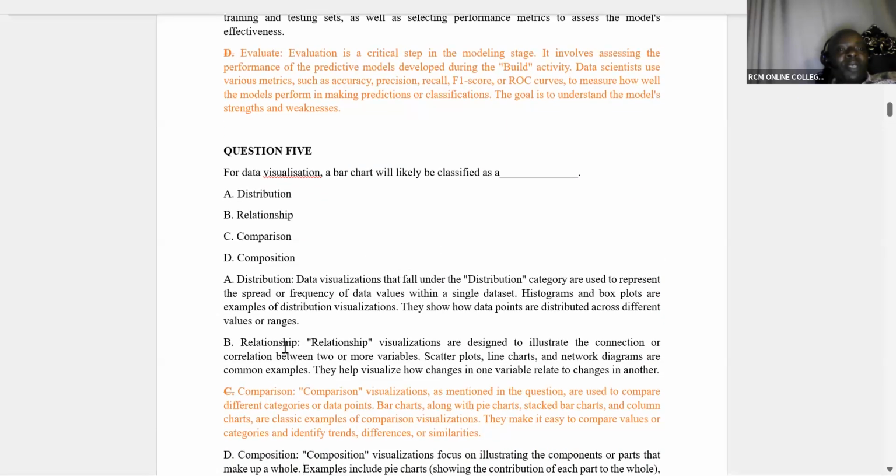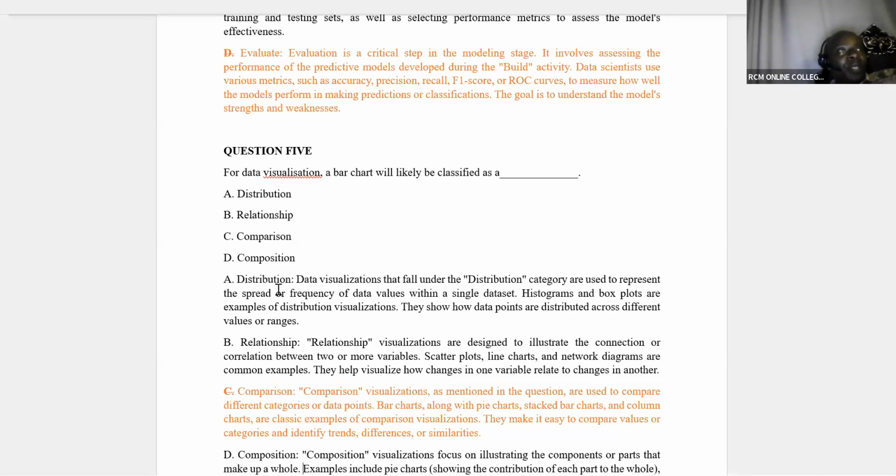Now, ladies and gentlemen, from there we go to the next one, data visualizations. When you are doing those graphs to visualize, of course, we are now moving beyond numbers. We want our data presented in the form of bar charts, etc. For data visualization, a bar chart will be classified as a what? Is it a distribution tool? Remember distribution, the frequency distribution, like a normal curve, like a histogram, a frequency curve in your distribution.